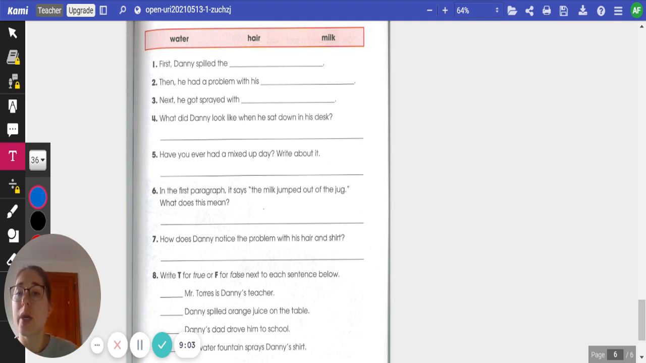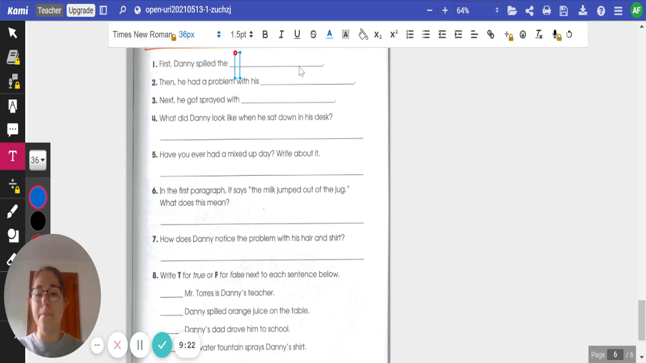Number 1, 2, and 3, we're using the words in the word bank to complete our sequencing of what happened: first, then, and next. So first, Danny spilled the what? Do you remember what he spilled in the morning? Did he spill the water, his hair, or milk? He spilled the milk at the breakfast table. So first, Danny spilled the milk. And that was really easy for us, right? Because we just did the graphic organizer for sequencing.